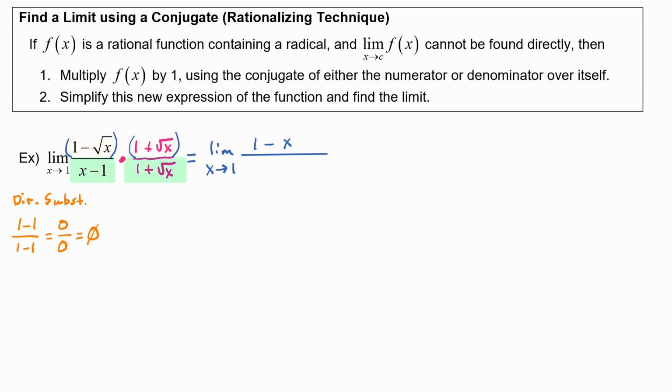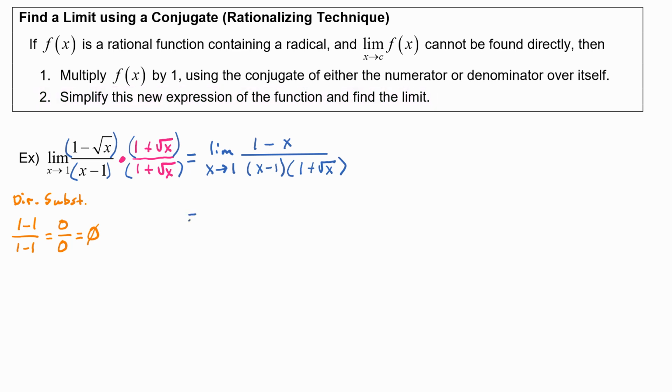In the denominator, again, we have two binomials that we have to multiply. Always leave it in its factored form because you're hoping something will cancel. So in this case, we will leave this as quantity x minus 1 times quantity 1 plus rad x. Because we rationalized the numerator, that's our signal to leave the denominator in the factored form, hoping something will cancel. So now we're going to simplify this new expression of the function and then find the limit.